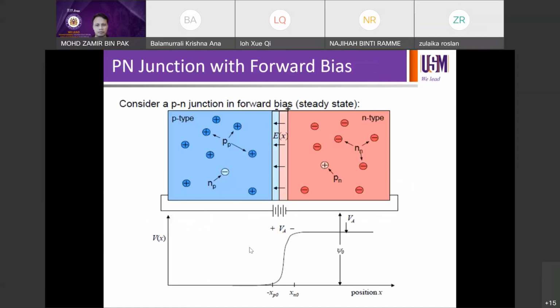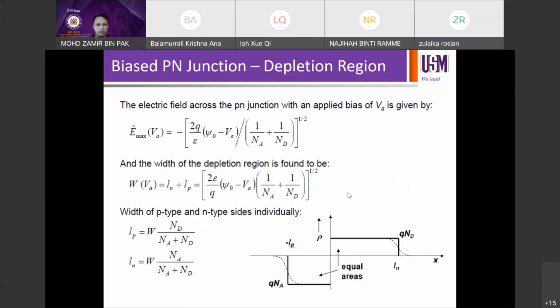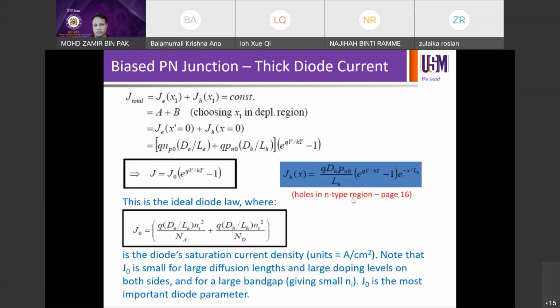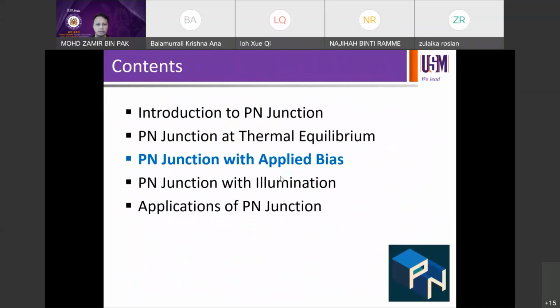Okay, so this is what we summarize now from the three different conditions. QVBI, and then in forward bias, you reduce the barrier height. In reverse bias, you increase the barrier height. Okay, so let's just stop here for today, and tomorrow we'll continue with the rest of the PN junction under bias condition. Is there any question for now?